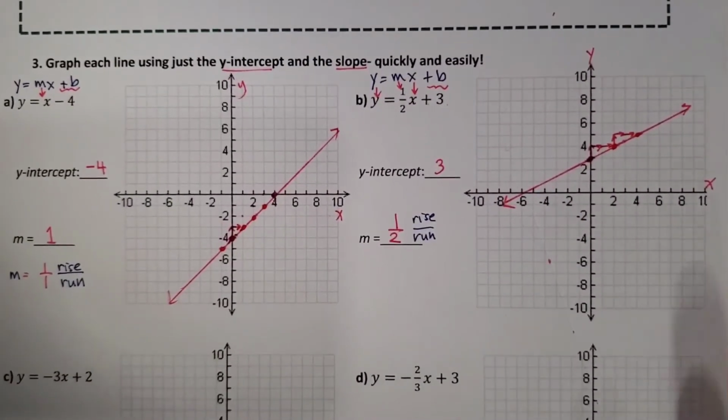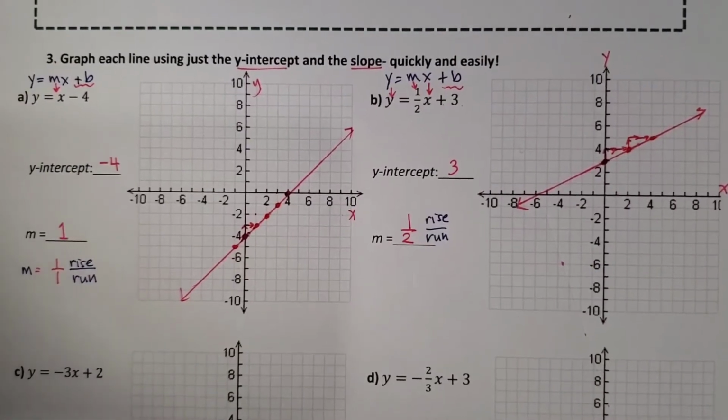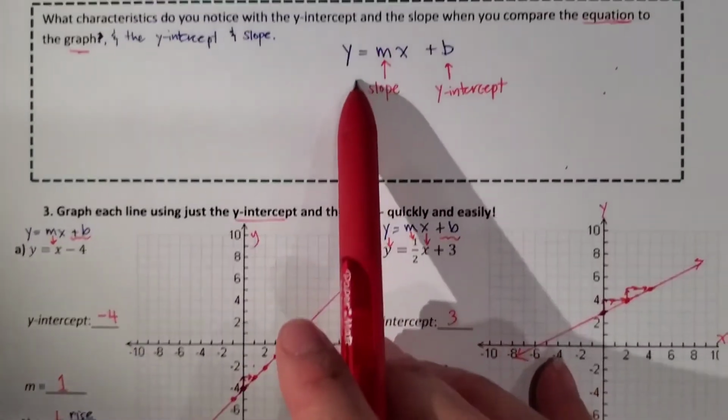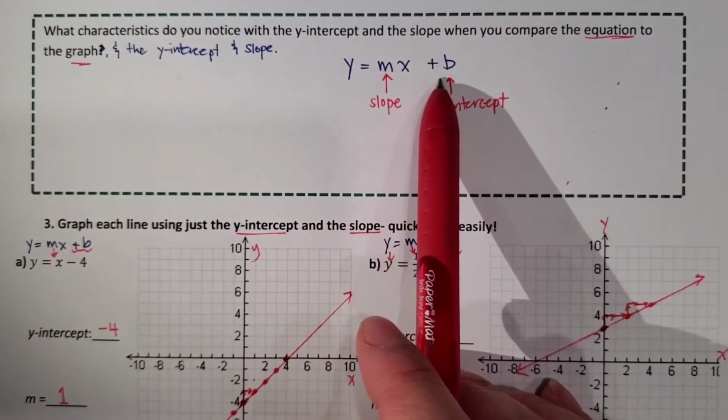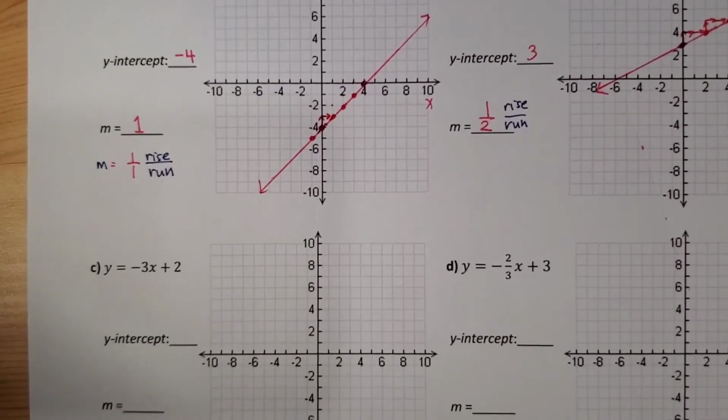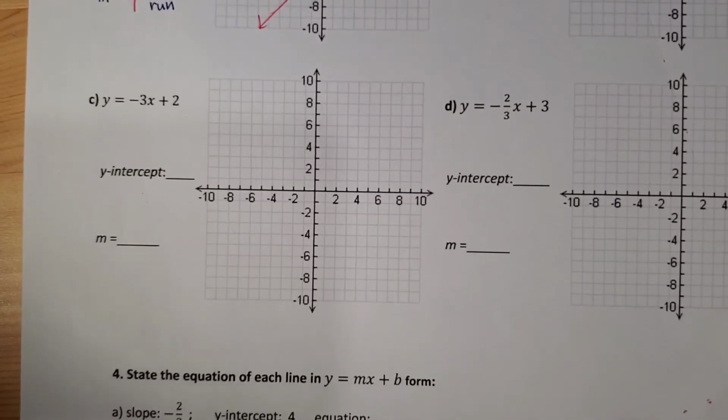All right. See how fast that is compared to the other way? With any equation that has this form, y equals mx plus b, you can use this way to graph it. Okay, so we'll go to C.